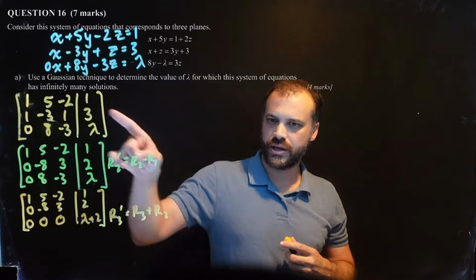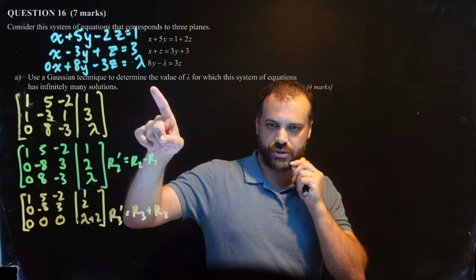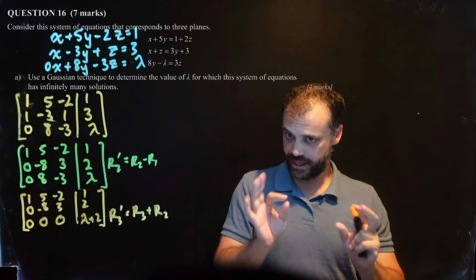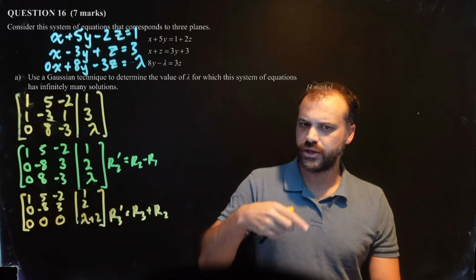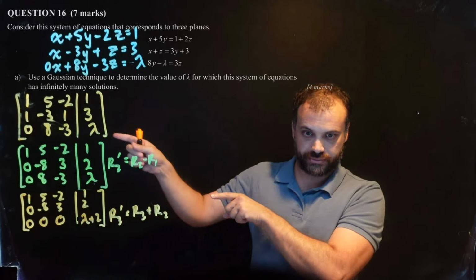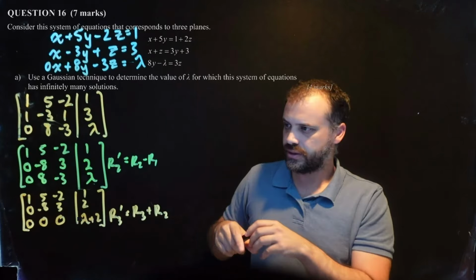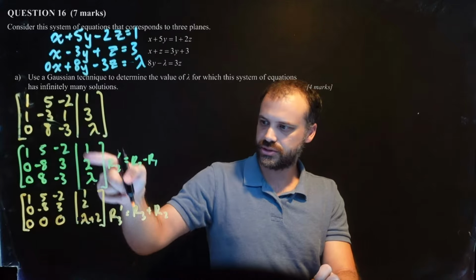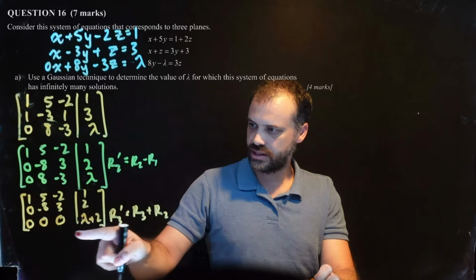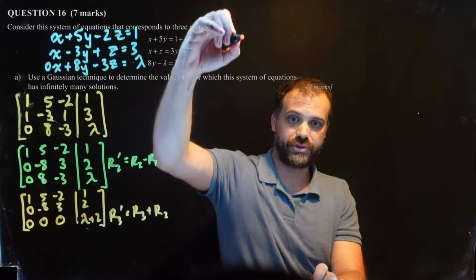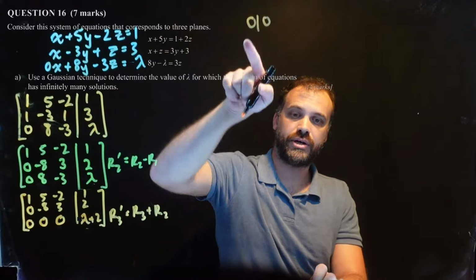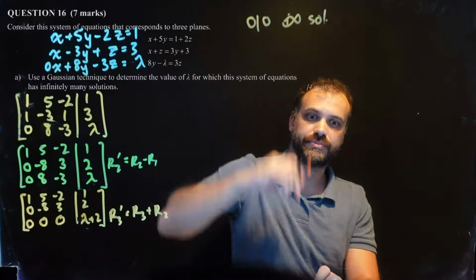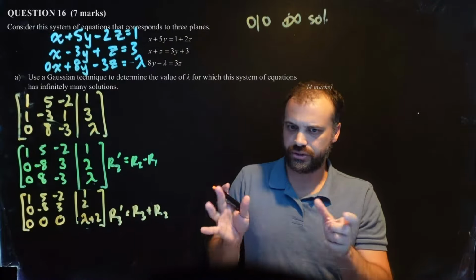Now the question is, use a Gaussian technique to determine the value of lambda for which this system of equations has infinitely many solutions. So, you should remember, hopefully, from that question 3 questions ago, that we're going to get infinitely many solutions if the last 2 things, this thing here and this thing here, are both 0. 0, 0, that means infinite. Let's do the infinite sign, infinite solutions. Okay, so very, very simple.